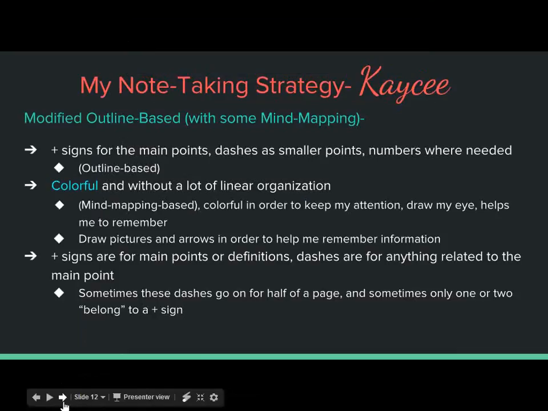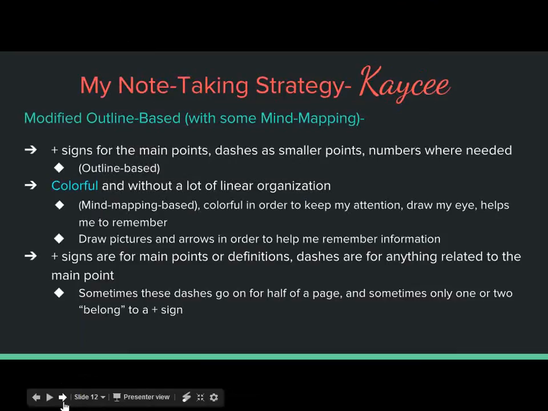Okay, then my note-taking strategy is kind of a little bit outline-based and a little bit mind mapping. And like Benjamin mentioned earlier, colors really help you to remember things. So I use a lot of colors in my notes. I just kind of did my own thing with them, I guess. But that's what's really helpful, is you get to modify your notes to fit how you learn.